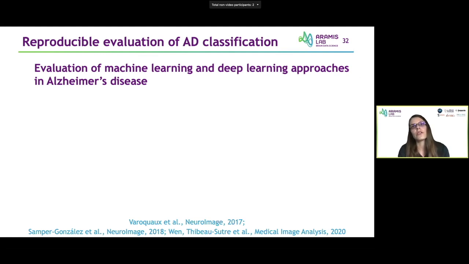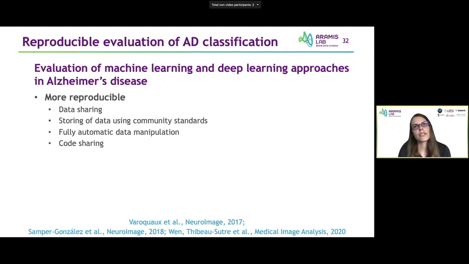So during this presentation, we've seen the different elements that contribute to make the evaluation of machine learning and deep learning approaches in Alzheimer's disease more reproducible and more objective. There are several key components that guarantee reproducible research, which is the ability to reproduce results based on the same data and experimental procedures. And these are data sharing, and if the data cannot be redistributed, then tools that automatically convert datasets into community standards. Also storing of data using community standards, fully automatic data manipulation, and sharing of code.